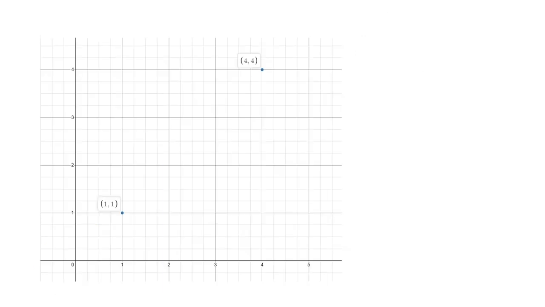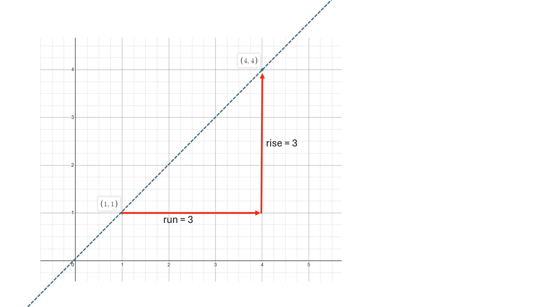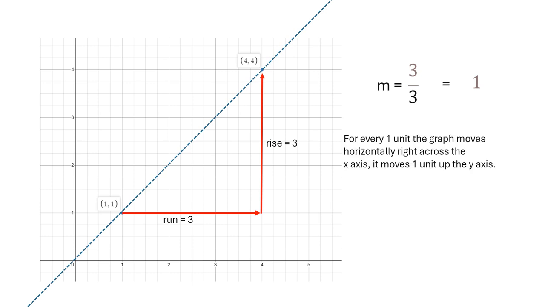In this example, we move along the x-axis 3 units, and then go up the y-axis 3 units. Our slope can be expressed as rise over run. In this case, 3 over 3, which is further reduced to 1. This means that for every 1 unit the graph moves horizontally, across the x-axis, it moves 1 unit vertically up the y-axis.